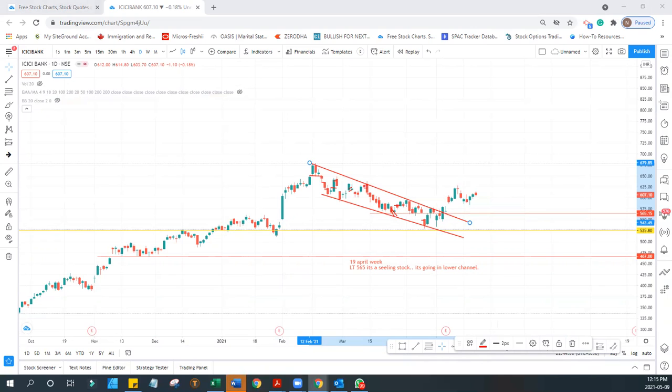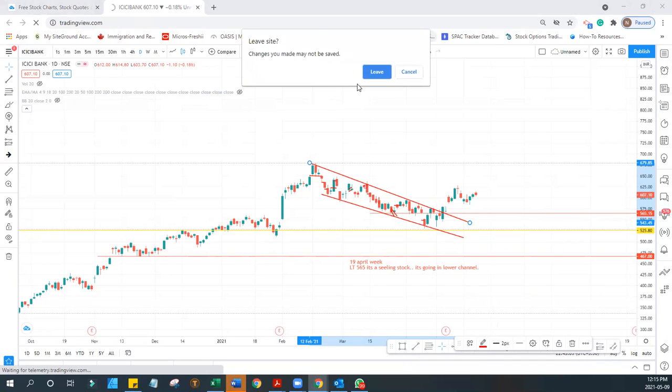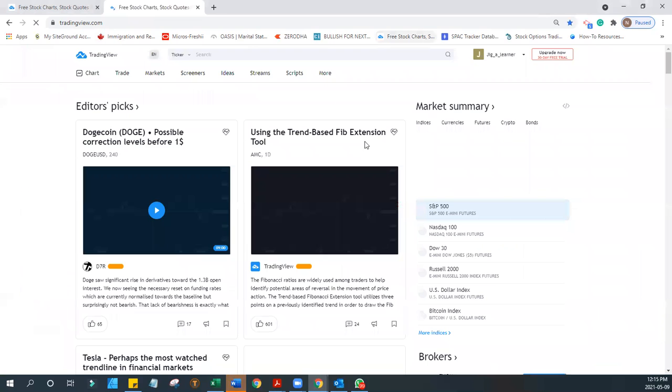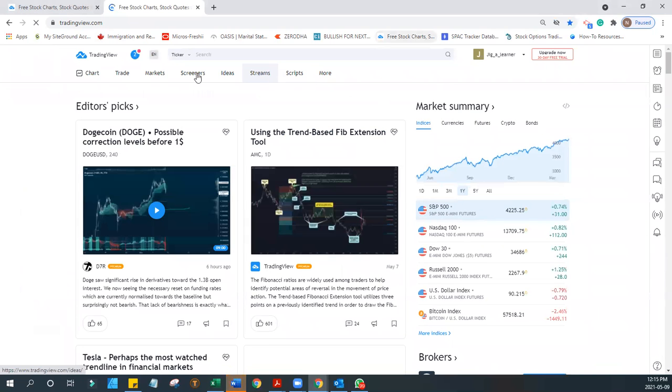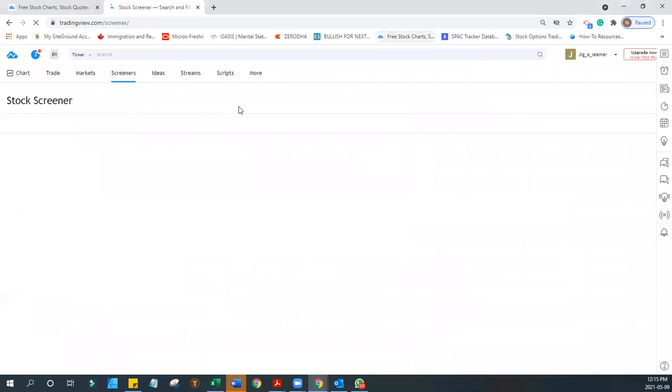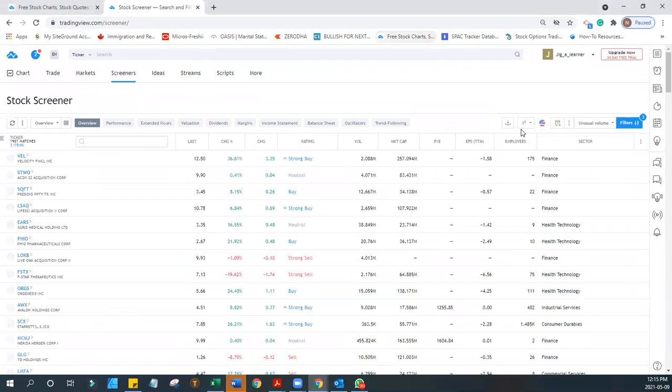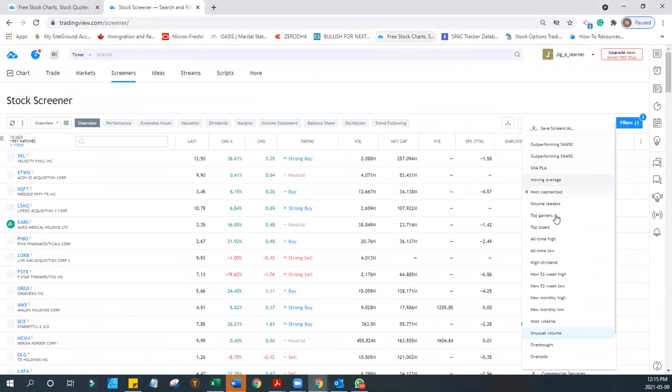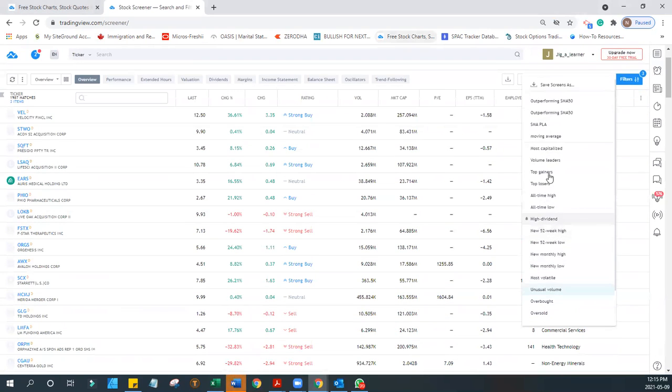So would you suggest any screener where we can figure out what are the 50 securities or scripts that we have to finalize and keep a check on? Okay. So if you go to the screener here, stock screener, there are different kinds of screeners here. Play about with the screener.